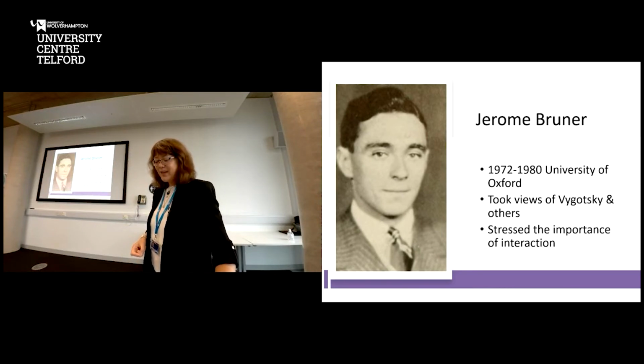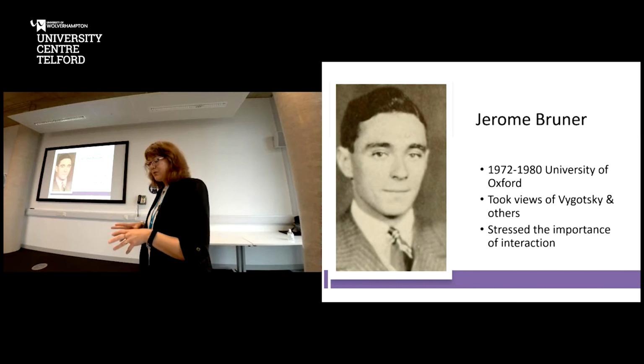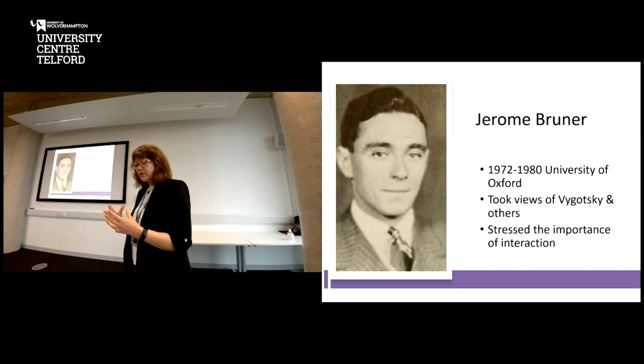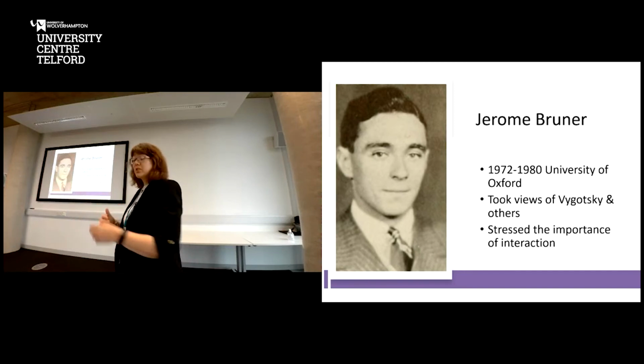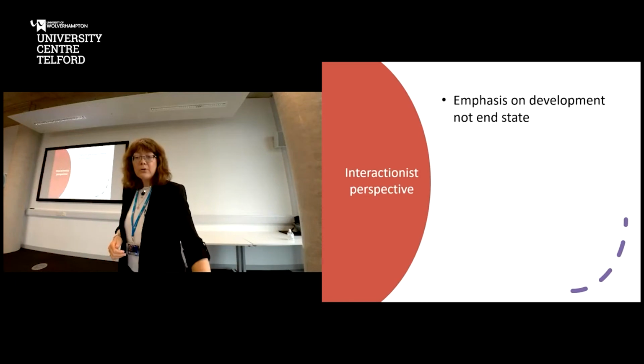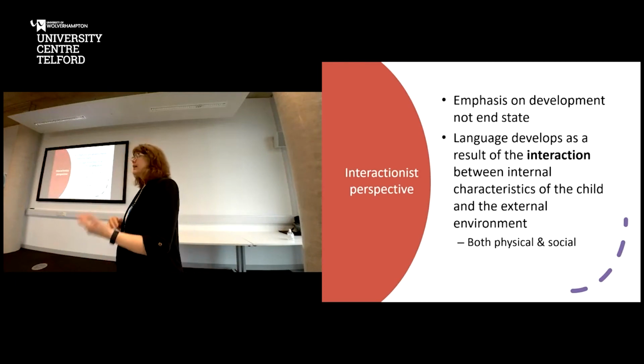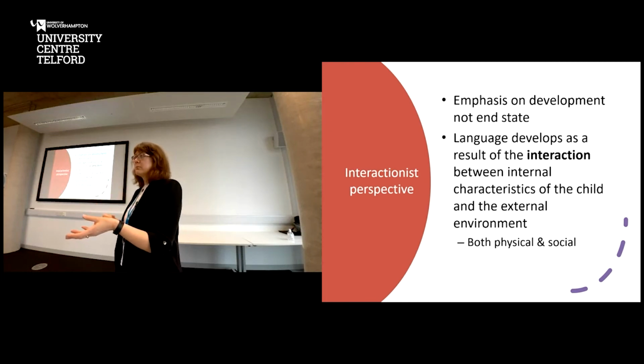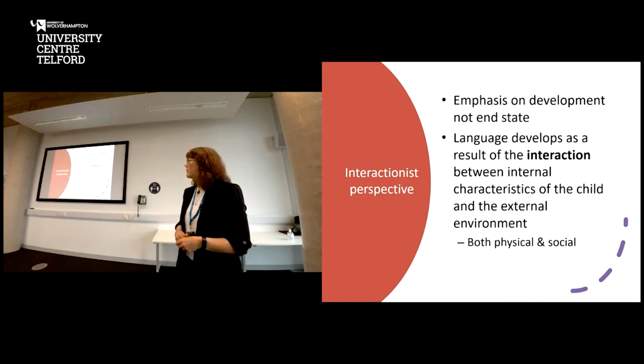So he argued that language develops as a result of internal characteristics of the child and their external environment. So this could be physical and social. So a child has to be able to distinguish colour, for example, and has to learn what we mean by orange. They have to learn that in order to be able to pick out the orange car, or to say they want the orange car, for example.